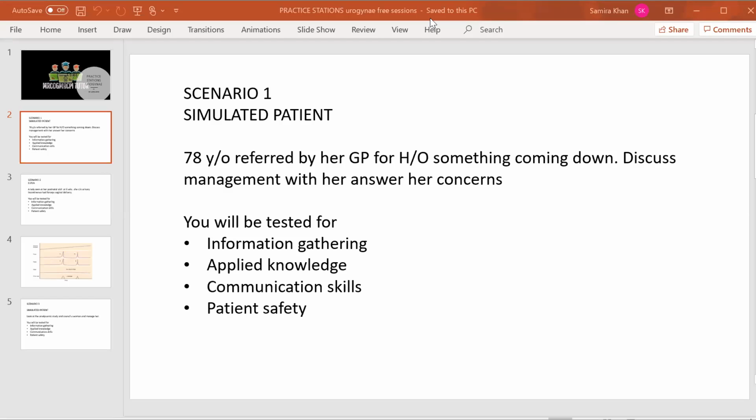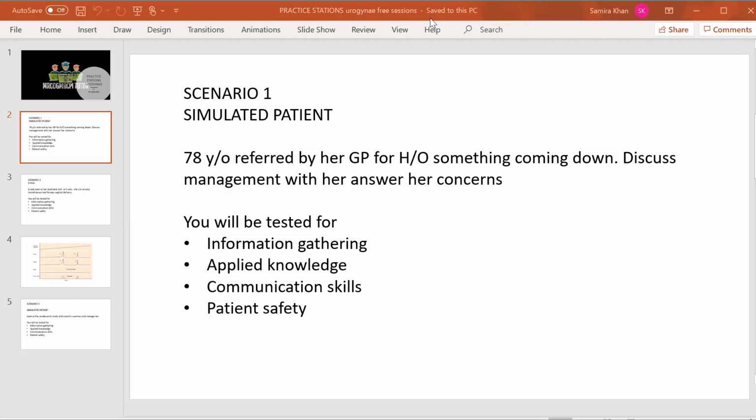Like in my history, I must ask about any symptoms she's having about this something coming out, since how long, at stress or all the time. Is she able to... In one minute, you are not going to explain what you will do. Just tell me that I'll ask the history. This is something that should be in the back of your mind, that I will take the history. There is nothing to write. What are the things that you should write?